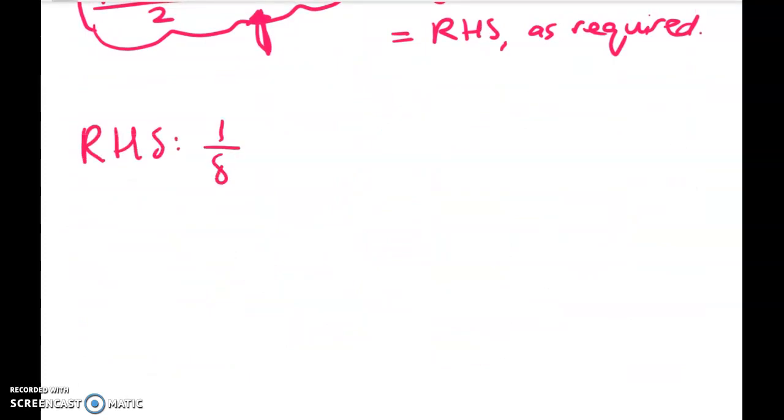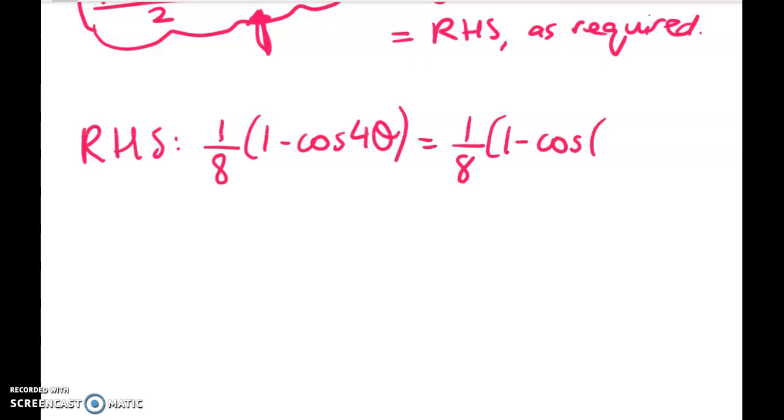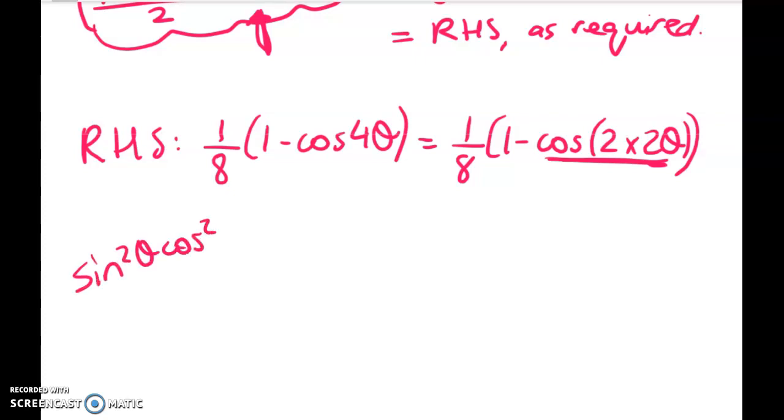And we've got 1/8 of 1 minus cos of 4 theta. So that's 1/8 of 1 minus cos of 2 times 2 theta. So that's obvious. And now I've got a choice to make about which cosine double angle I use. And it doesn't really matter here. I've got both sine squared and cos squared theta where I'm trying to get to, so I can pick either one.